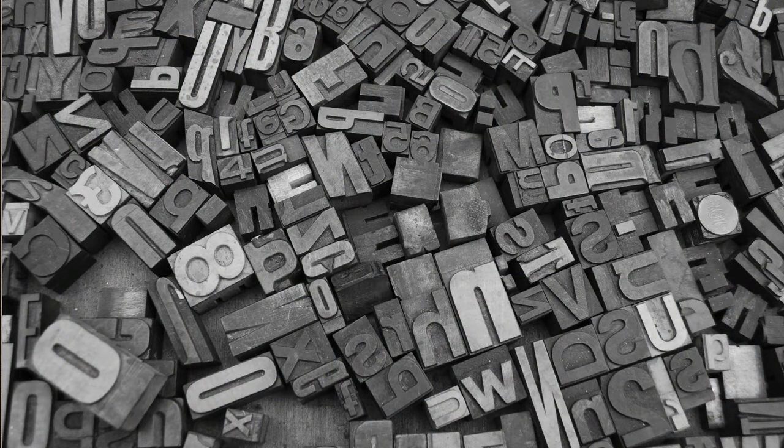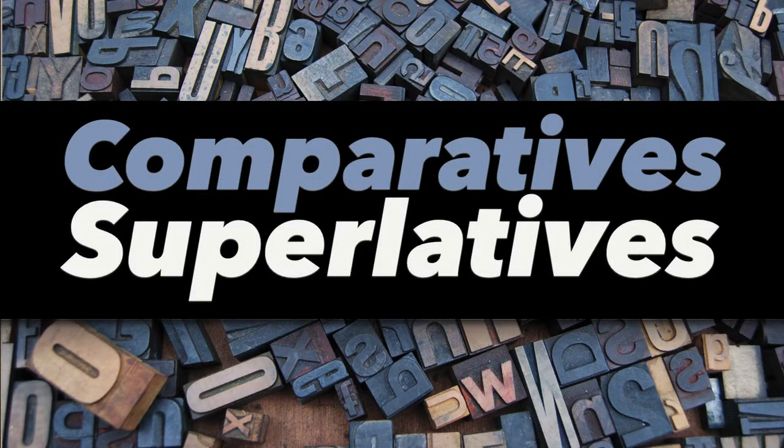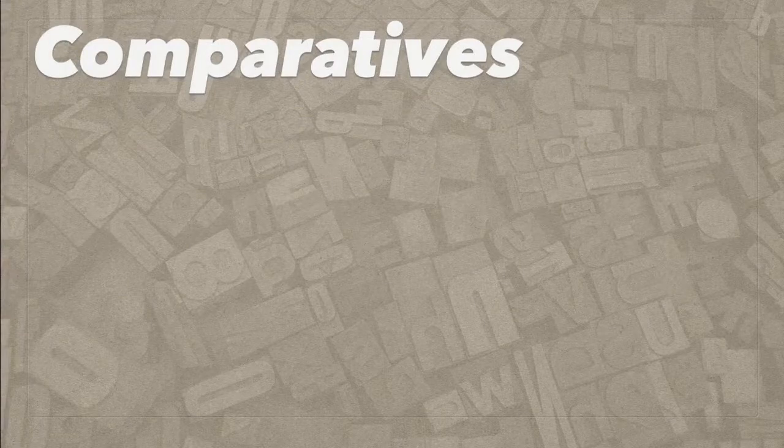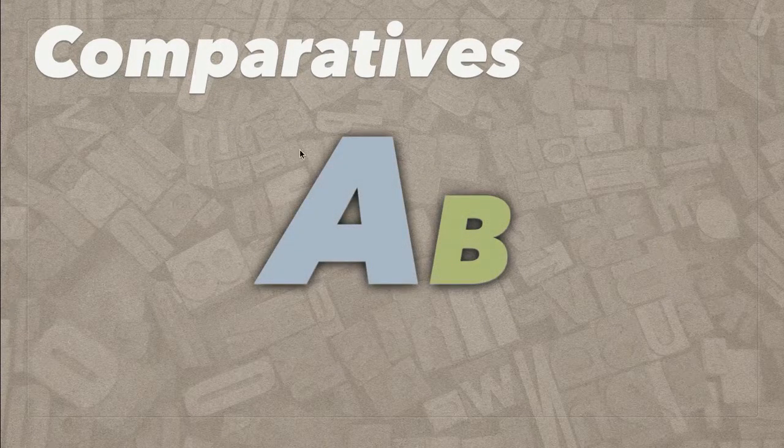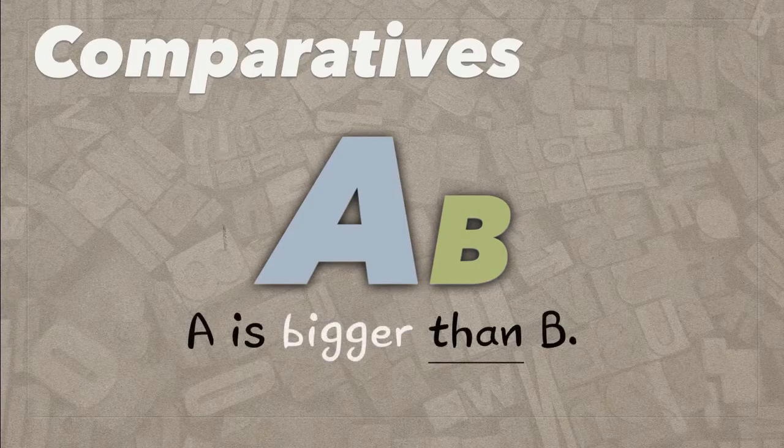Hello again. Today, let's talk about comparatives and superlatives. First, what are comparatives? You've seen these before. What we do here is we take two similar or different things and we compare them. We look at the similarities and the differences and use specific words to show them. For example, A is bigger than B. Bigger is our comparative adjective, and after bigger, we usually see a word like than. A is bigger than B, or B is smaller than A.